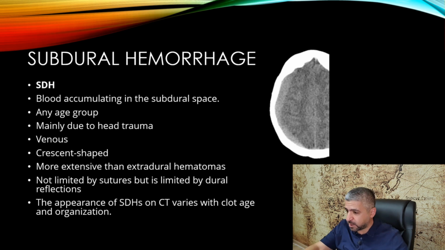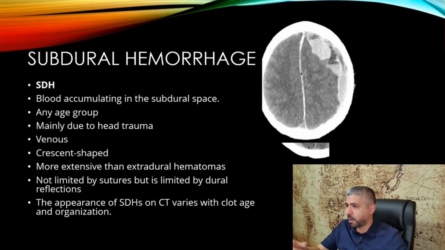For example, you can see here, there is a collection that is taking the shape of the underlying brain, and it's not biconvex, it's crescentic in shape, okay? And it's not limited by any suture, not the lambdoid, not the coronal, no suture is limiting it, but it's limited by the falx cerebri. So you can see it's not crossing the falx cerebri.